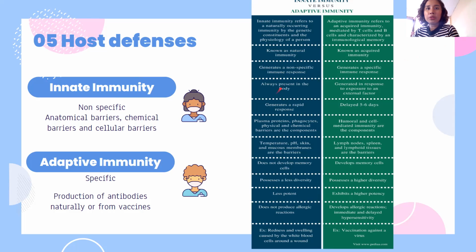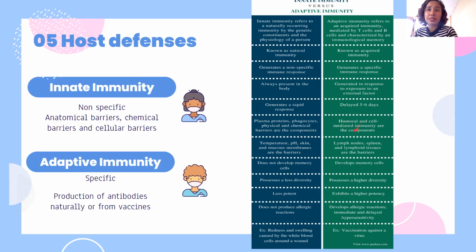So, your innate immunity is always present in the body. Adaptive immunity is generated in response to an exposure. So, unless nagkaroon ka ng sakit, the antibodies are only produced once you would acquire that disease, okay? Or you had vaccines. Example of natural immunity: plasma proteins, phagocytes, your WBCs, physical and chemical barriers.